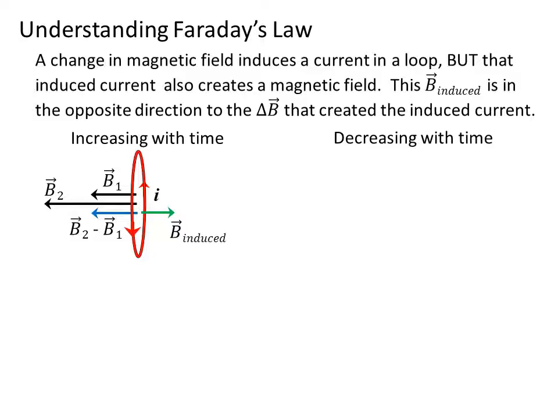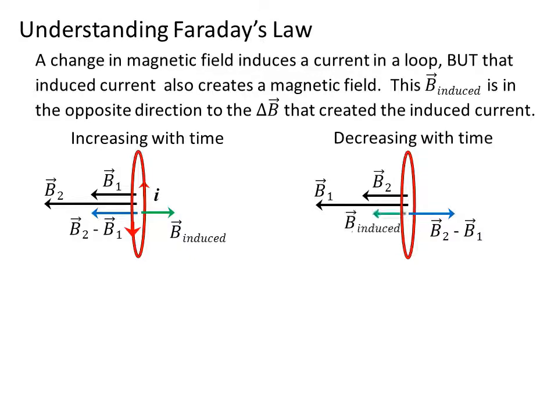If we look at a case where B is decreasing with time, now we have a fairly large B1 initially, and then we go to a smaller B2 at some later time. Now the difference between the two points in the opposite direction, so that the B induced is now pointing to the left. This creates a current that goes around the loop in the opposite direction. Again, to create a B field in that direction using the right-hand rule, you have to curl your fingers in the opposite direction.